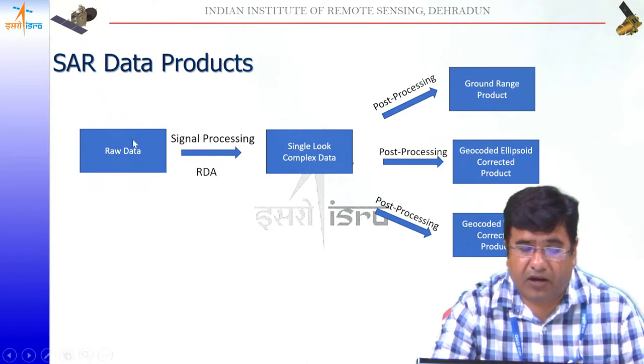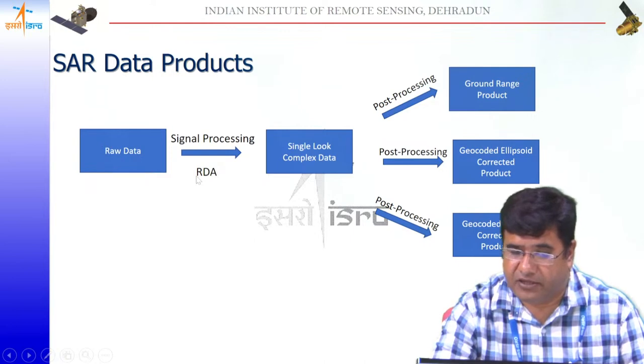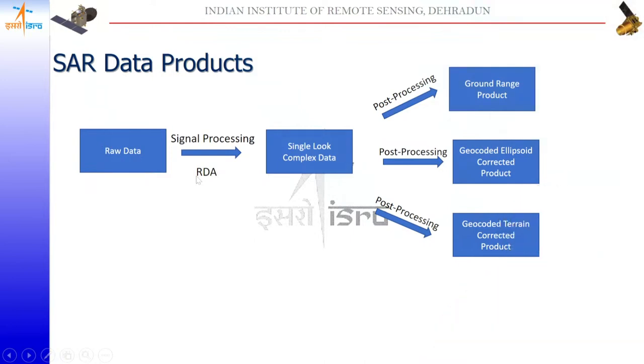Now the flow of the different products: initially we get the raw data, and we do the signal processing, like the range Doppler algorithm and focusing algorithms such as range compression, azimuth compression and RCM correction. That signal processing converts the raw data to single look complex data. After the image is formed, the single look complex data is called the level 1 data. We can generate the ground range product, do some geometrical corrections using the average height, and use the digital elevation model to make the terrain corrected product.